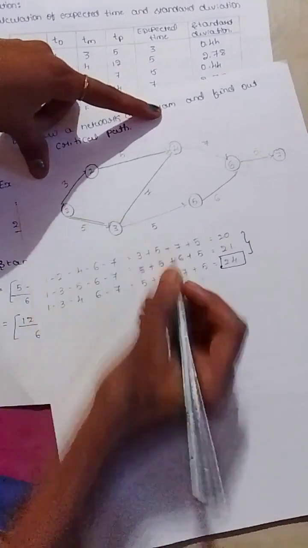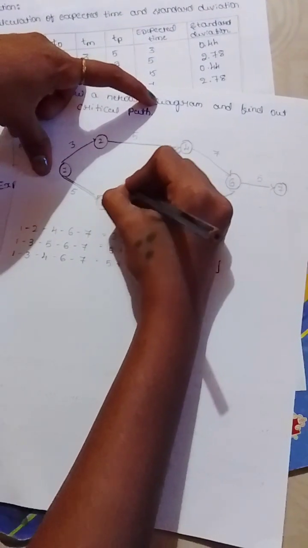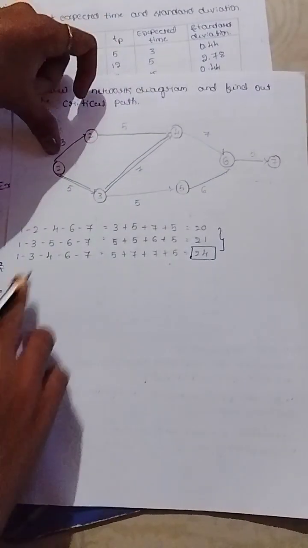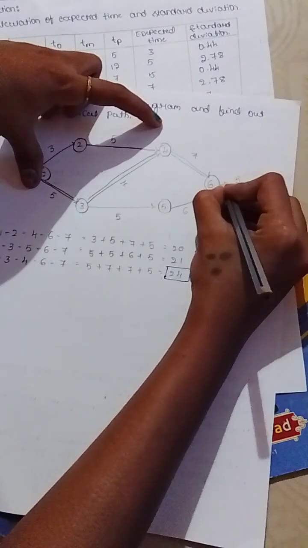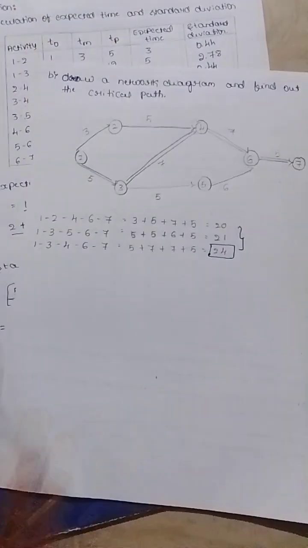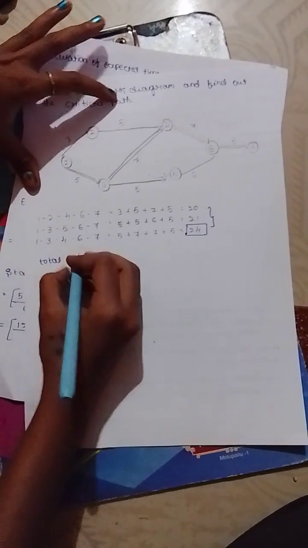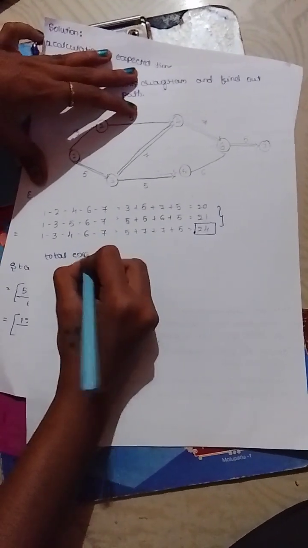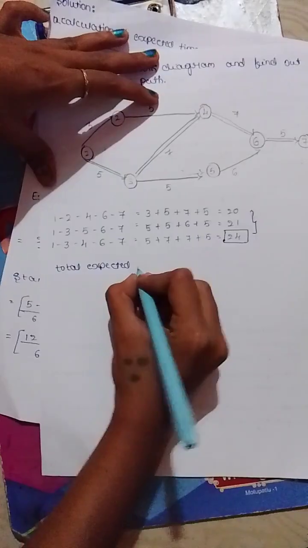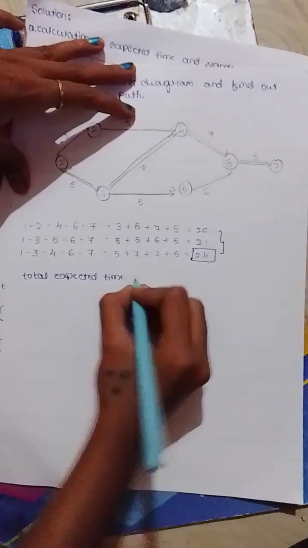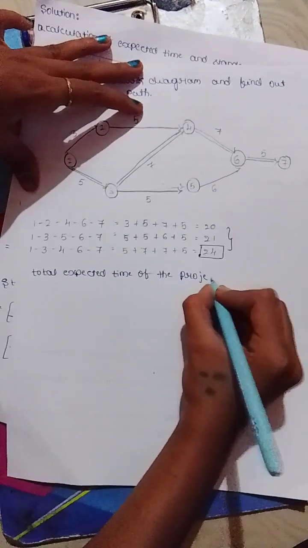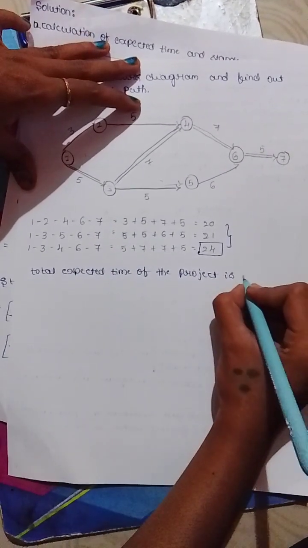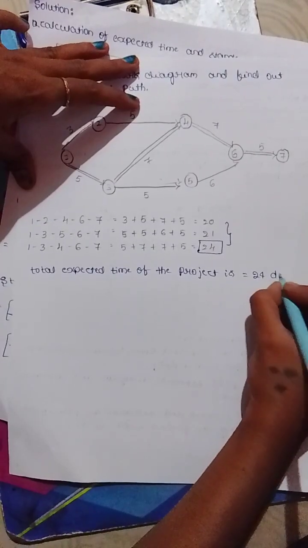Means 1 to 3, 3 to 4, 4 to 6, and 6 to 7. This is the critical path in the networking diagram. Total expected time of the project is 24 days.